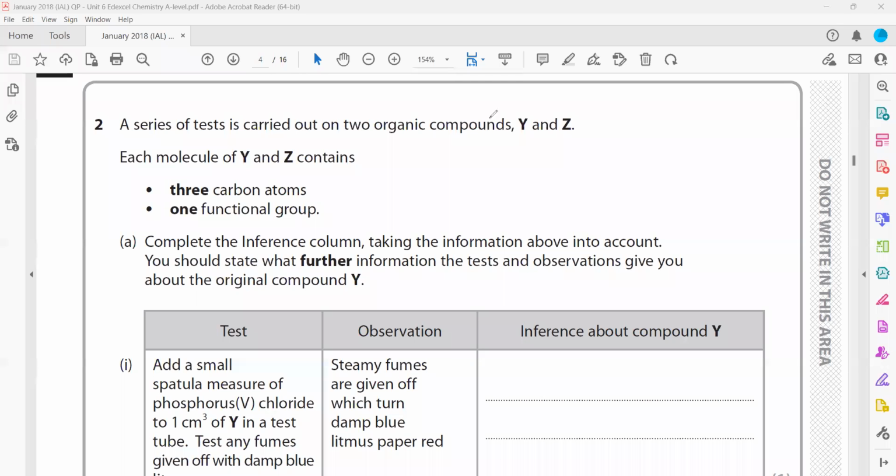So January 2018, Unit 6, Question 2. A series of tests is carried out on three organic compounds X, Y and Z. Each molecule contains three carbon atoms and one functional group. Complete the inference column taking the information into account. You should state what further information the test and the observation give you about the original compound Y.